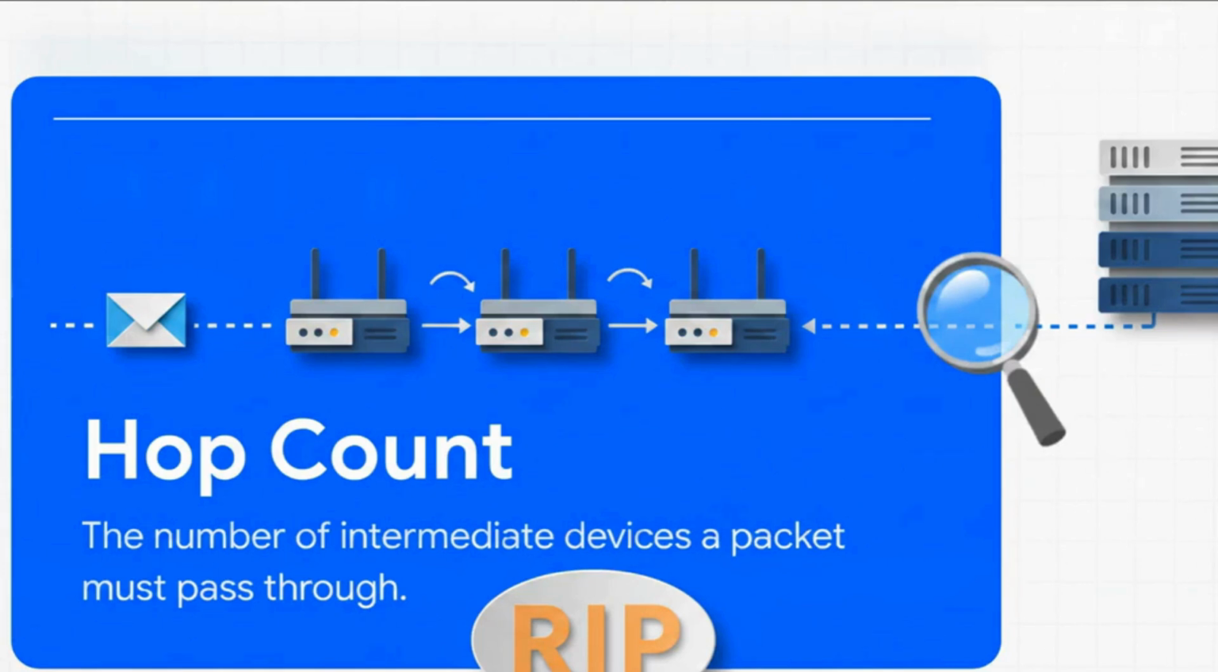Which brings us to our next metric, hop count. This is, without a doubt, the absolute simplest metric in the entire toolbox. Hop count is simply the number of intermediate network devices, like routers, that a packet must pass through to reach its destination. It's used primarily by distance vector protocols. RIP, the Routing Information Protocol, is probably the most famous example of this.